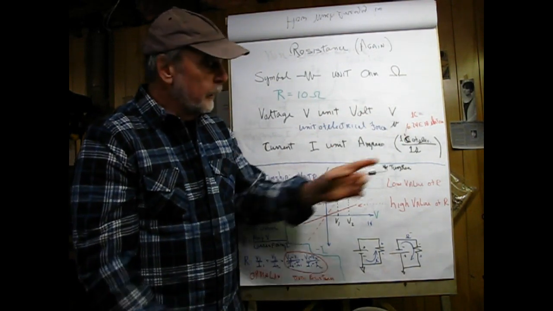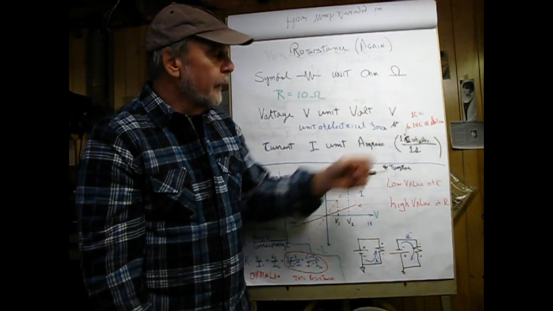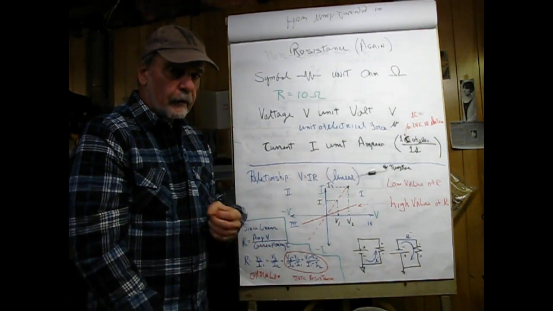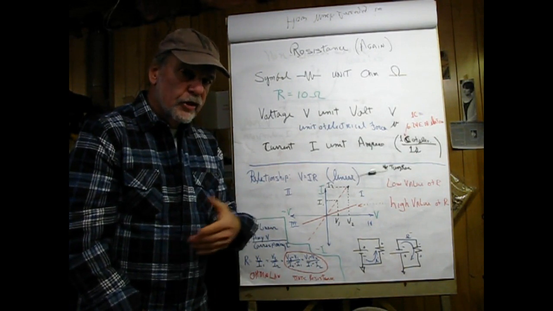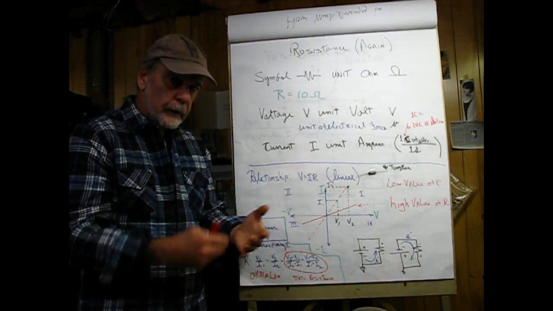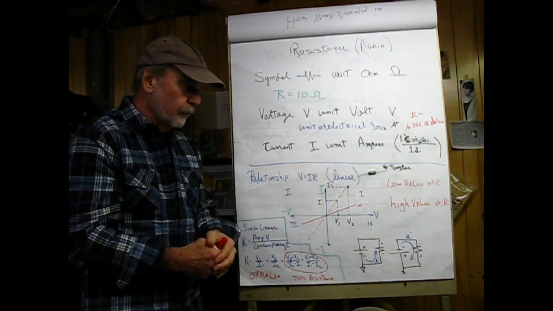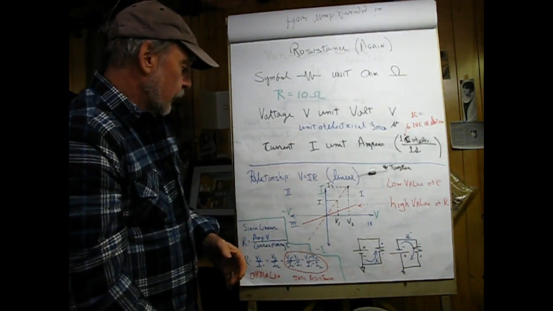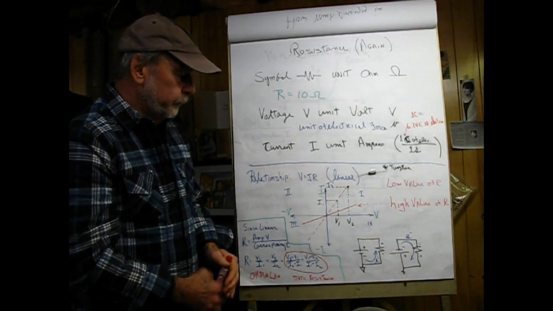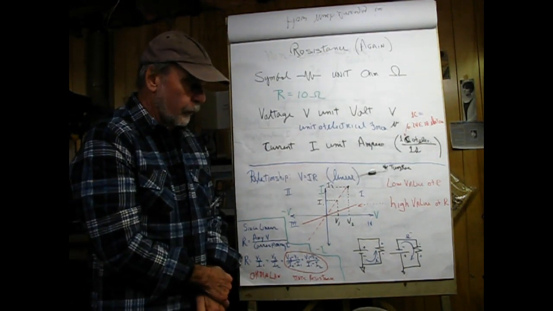Now what's a coulomb? 6.24 e to the 18th electrons. So current flow is a rate. It's a rate of charge transfer in electrons per second past a given point. Now let's look at some relationships here, and this is kind of the background for Ohm's law.